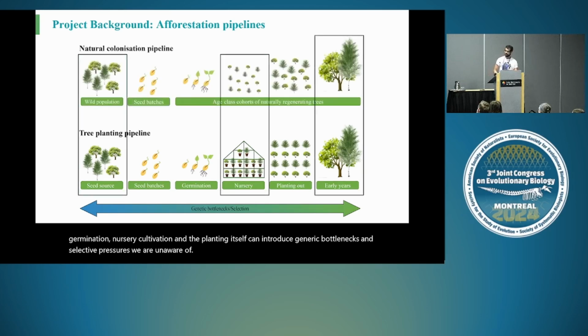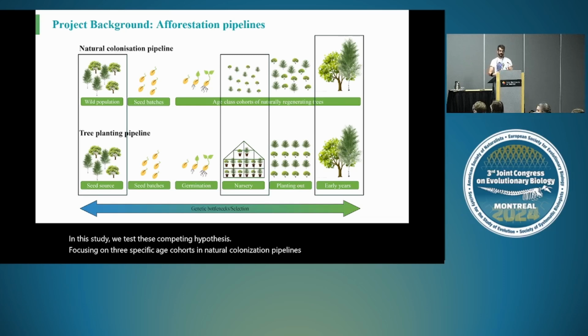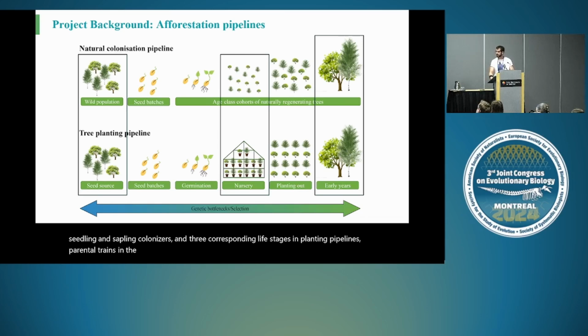In this study, we test these competing hypotheses focusing on three specific age cohorts in natural colonization pipelines, parental trees and seedling and sapling colonizers, and three corresponding life stages in planting pipelines, parental trees in seed orchards, seedlings in nurseries, and recently outplanted saplings.